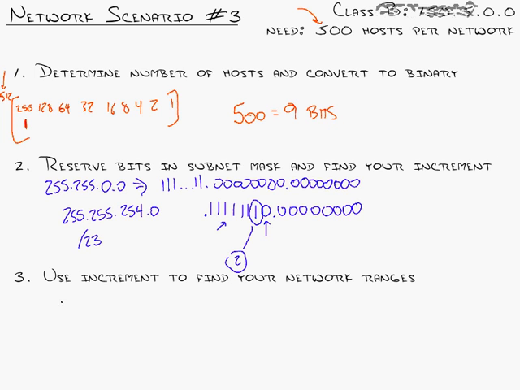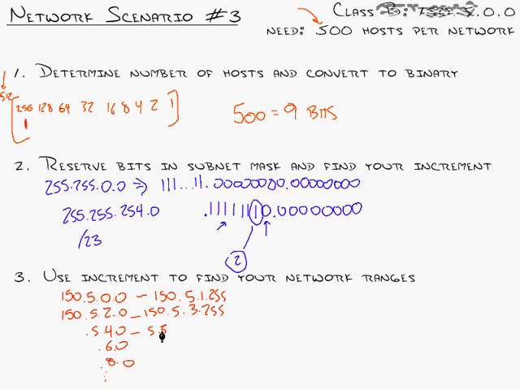So I start down here with 150.5.0.0, and I'll increment in that third octet. 150.5.2.0, 5.4.0, 6.0, 8.0, and so on we go. The end range goes through 150.5.1.255. This goes through 150.5.3.255. This goes through 5.255 and so on, 255, and so on and so forth. We go down the way.